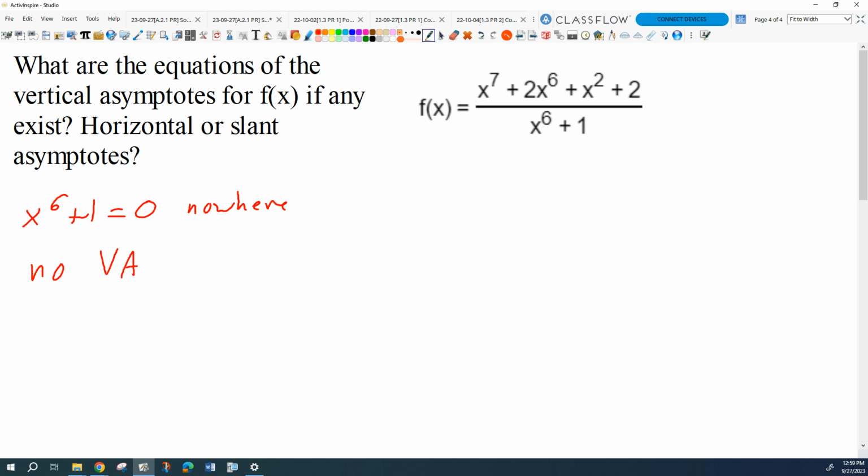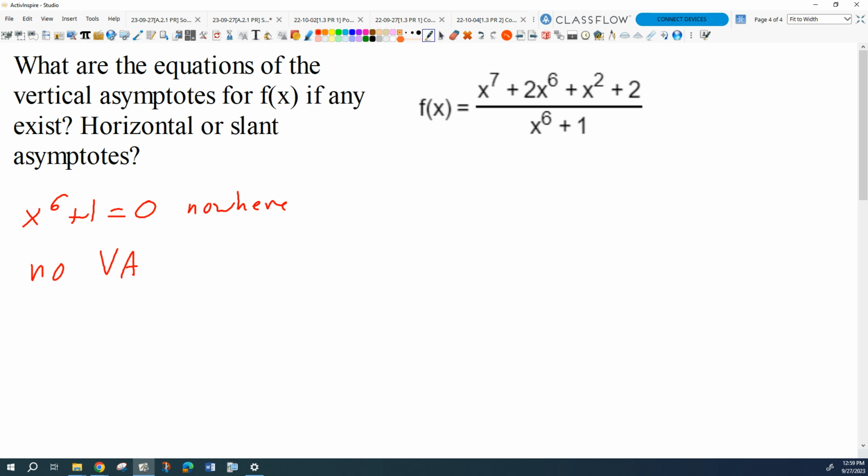We already answered that. No, how come? Greater power on the top than the bottom. Good. Okay, but what's important about the degrees? One more. So do we have a slant asymptote? Yes, we do, right? Okay, what's really kind of a bummer about this one? Can't do synthetic. Yeah, I don't have a linear denominator, right?